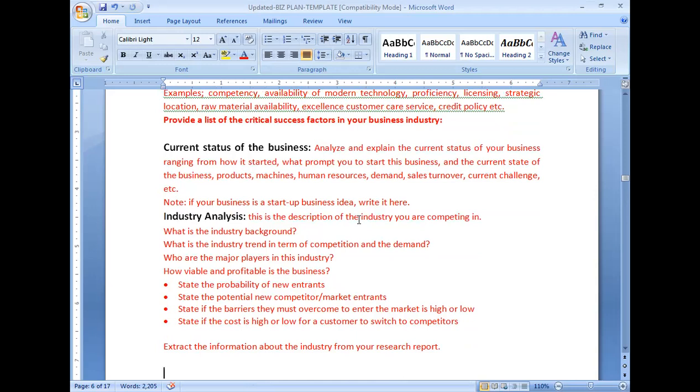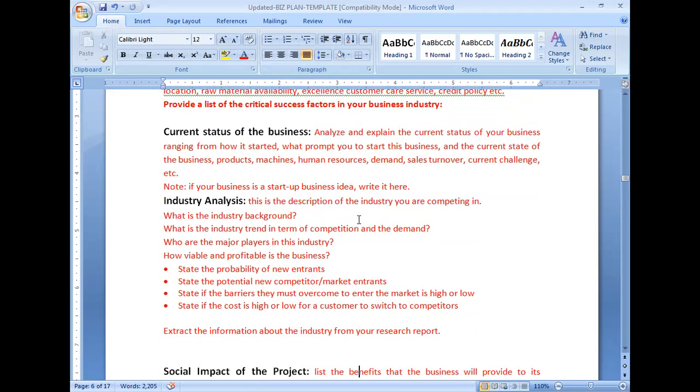So having said that, industry analysis. You need to provide information about the industry. The prospective investors or financiers want to use this to test your knowledge about your industry. They will also want to know if your industry is a saturated industry, or an emerging industry, or a growing industry.